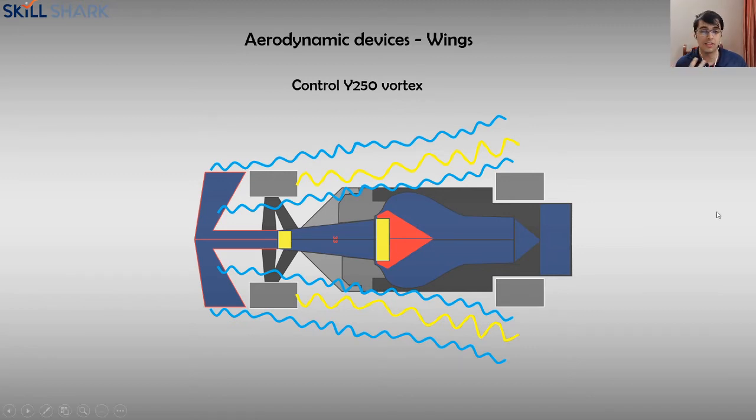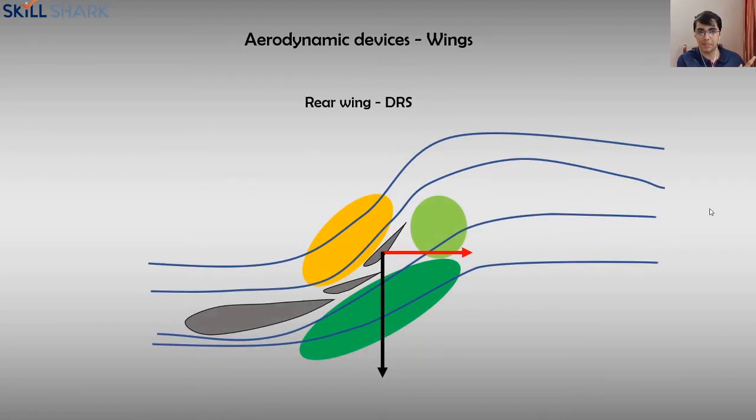Now you have something called the rear wing as well, which is present at the back of the car. Now many people think the rear wing has a lot of downforce because it's really big.